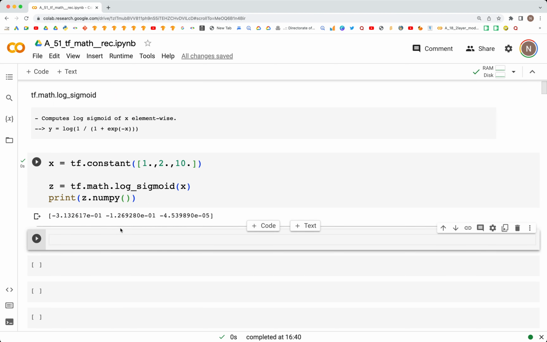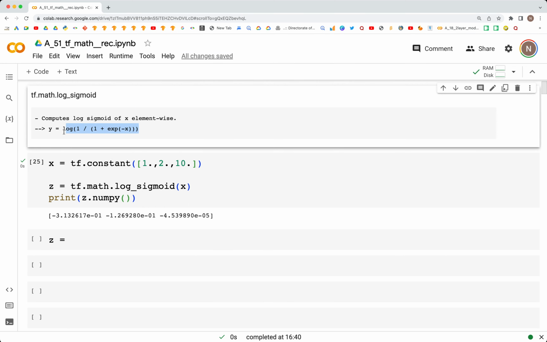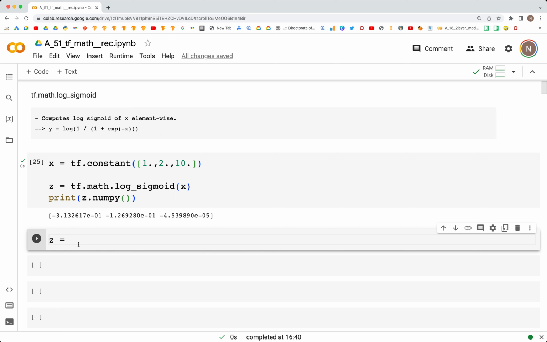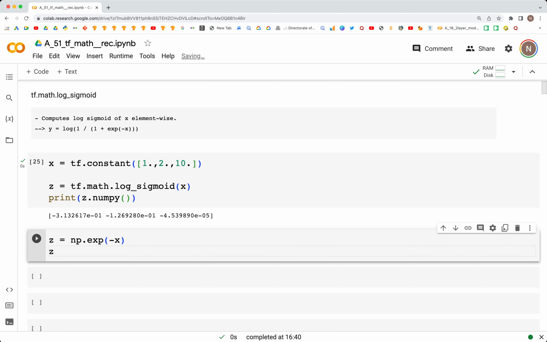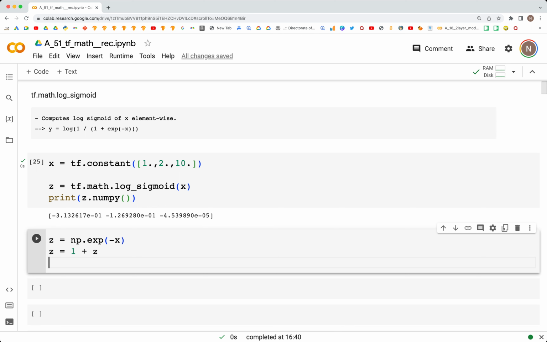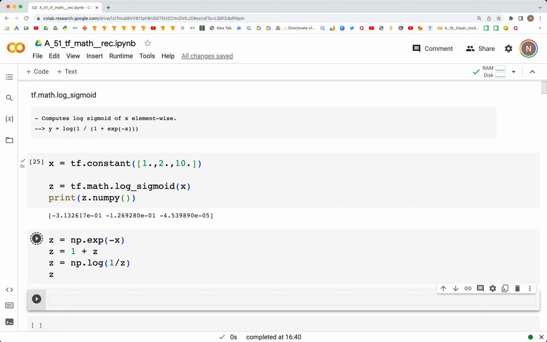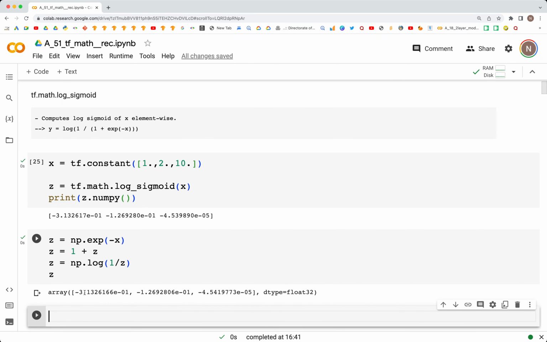We can calculate this manually by typing z equal to, and this is what we are trying to use, the relation that is shown above, np.exp. So we use the negative values of x there, and then we add 1 to this. So z is equal to 1 plus z, and then we take the log of the inverse. So z is equal to np.log of 1 divided by z, and then we print z. The output should be similar to what we have.